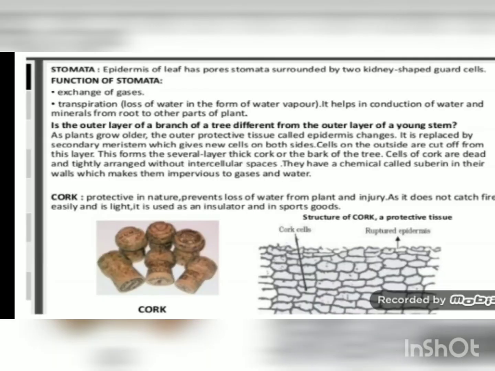Now stomata. What is stomata? You have already learned this, I think, in 7th or 8th standard. Yes, so stomata are tiny pores present in the leaves. So the epidermis of a leaf has pores, that is stomata, surrounded by two kidney-shaped guard cells. And what is the function of stomata? Stomata is responsible for exchange of gases in plants, and it is also responsible for transpiration. Transpiration is actually loss of water in the form of water vapor. It helps in the conduction of water and minerals from the root to other parts of the plant.